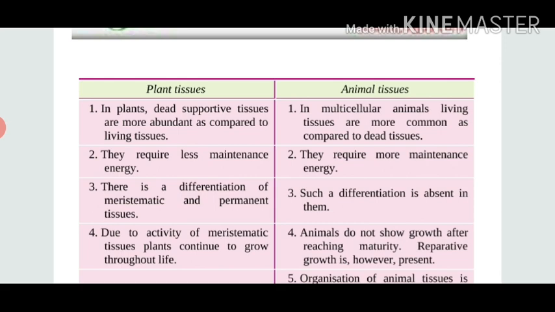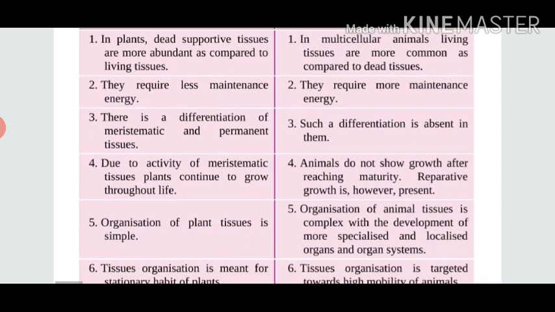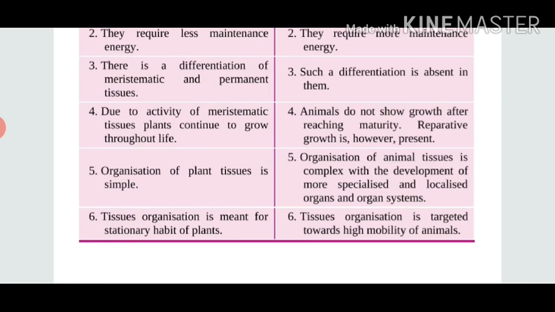There is differentiation of meristematic and permanent tissues in plants. Such a differentiation is absent in animal tissues. Due to the activity of meristematic tissues, plants continue to grow throughout life. Animals do not show growth after reaching maturity. Organization of plant tissues is simple, whereas organization of animal tissues is complex, with the development of more specialized and localized organs and organ systems. Tissue organization is meant for the stationary habit of plants. Tissue organization is targeted towards high mobility in animals.